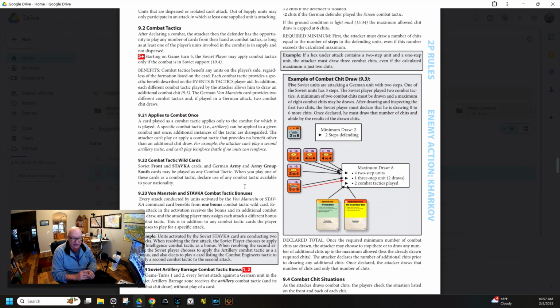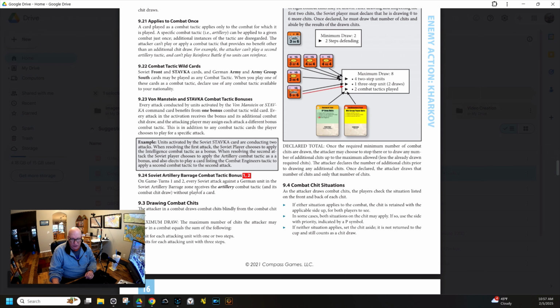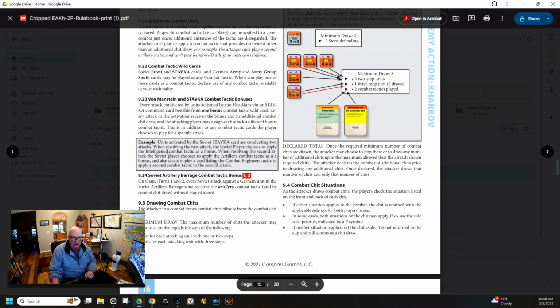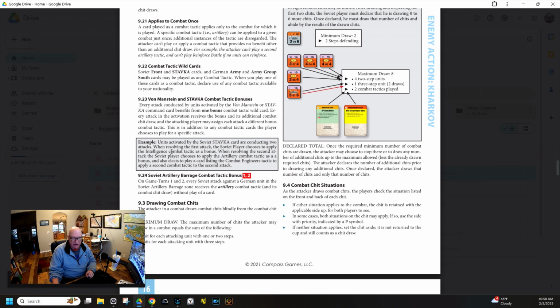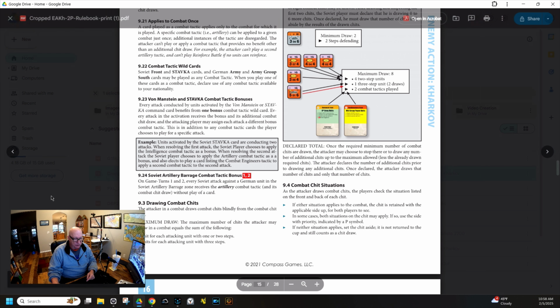This is in addition to any combat tactic cards the player chooses to play for a specific action. So, example. Units activated by the Soviet Stavka card are conducting 2 attacks. When resolving the first attack, the Soviet player chooses to apply the intelligent combat tactic as a bonus. When resolving the second attack, the Soviet player chooses to apply the artillery combat tactic as a bonus and also elects to play a card listing the combat engineer's tactic to apply a second combat tactic to the attack. So those cards just allow you to have bonuses and to play more bonus cards.